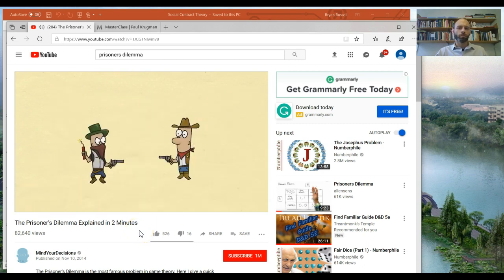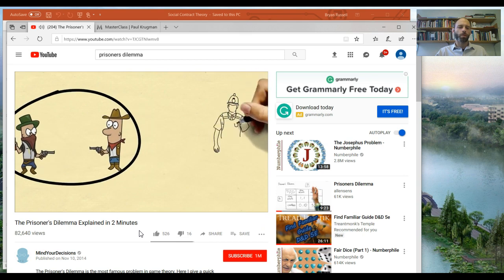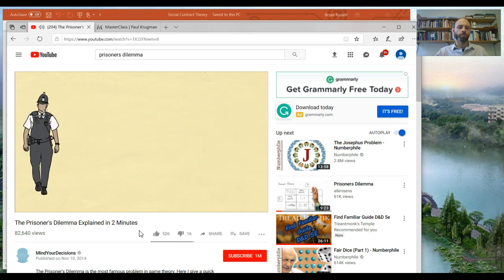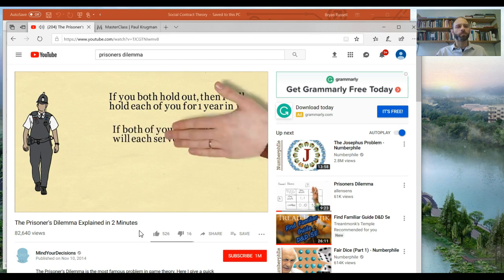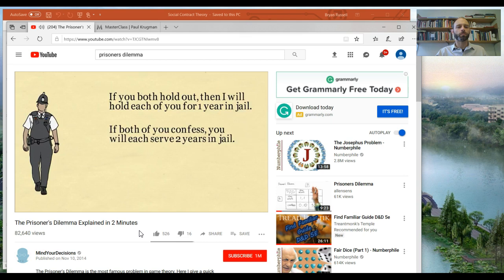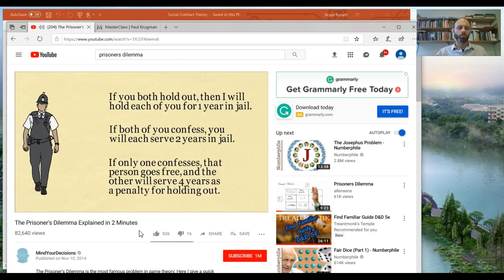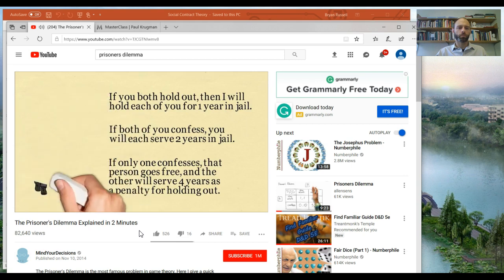You and your partner in crime have been apprehended by the police. The officer explains they don't have much evidence, and if you both hold out, then you will each serve 1 year in jail. The officer wants you both to confess, in which case you'll serve 2 years in jail each. He also explains that if only one of you confesses, that person goes free, and the other will serve 4 years in jail as a penalty for holding out.